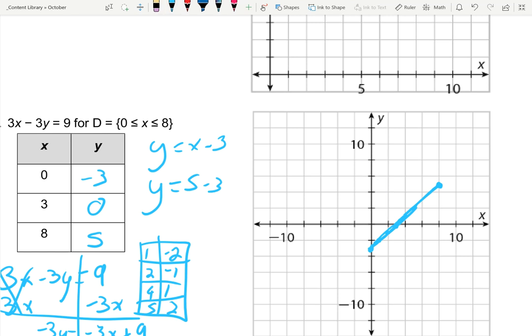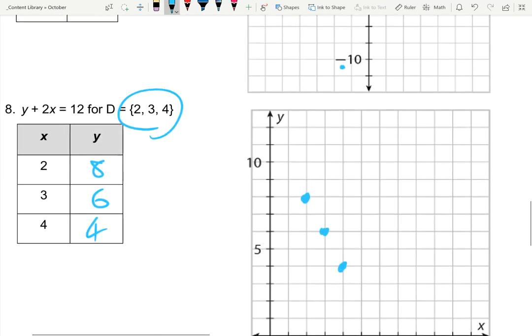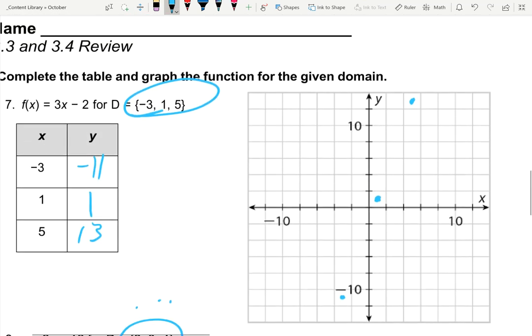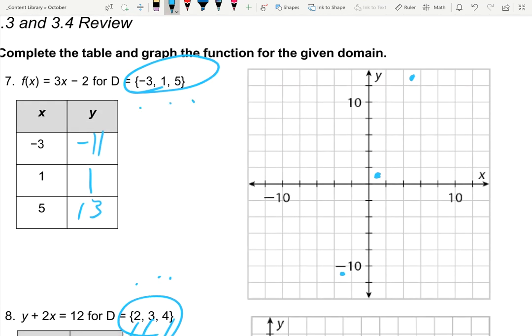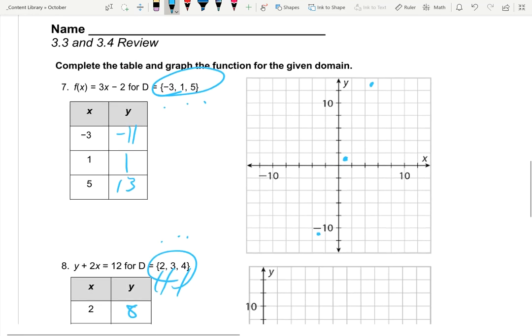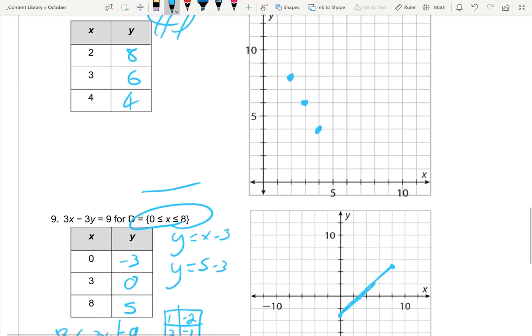Okay. And yes, this one's continuous from 0 to 8, which is why it's a line. And these were only discrete points, so that's why it was only those 3 points on that graph and 3 points on that graph. Hoping to clarify a little bit of confusion for you there, because they are very similar, but they can be kind of wishy-washy.